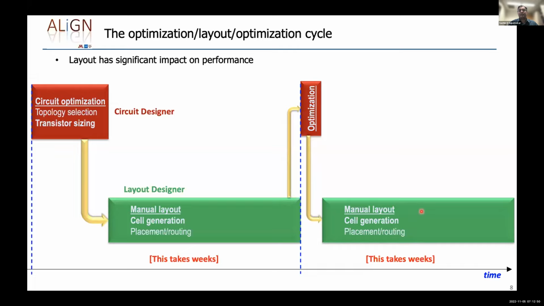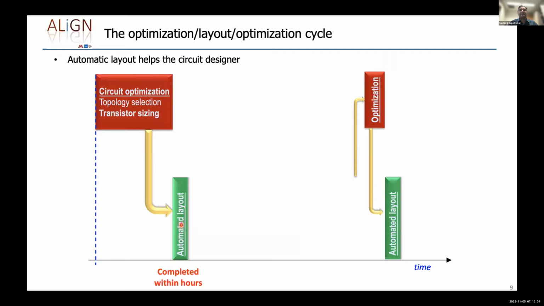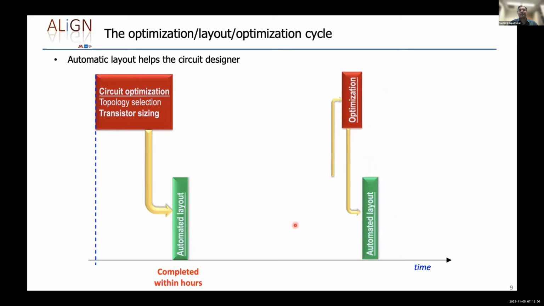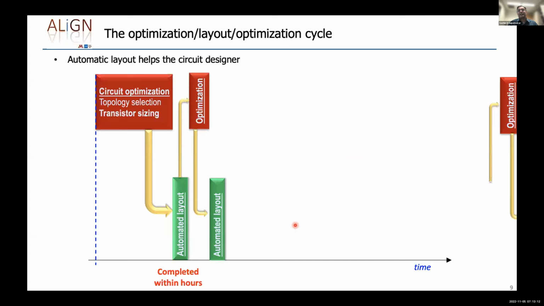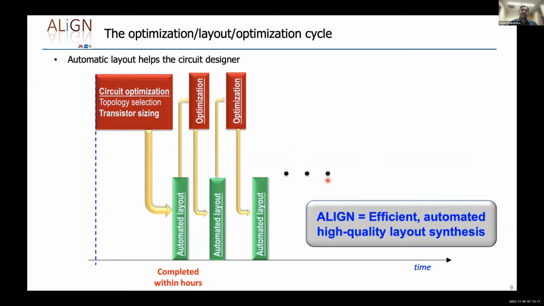Now, if we were able to speed this up, if, for example, we were able to get automated layout here instead of the long layout step, then we could cut down the step significantly, and this next step could start appearing much earlier. And given the time to market, we could actually perform a larger number of iterations in order to optimize the circuit. And therefore, changing this cycle time from weeks to hours can make an appreciable difference. It also allows the designer to explore a wide variety of topologies.